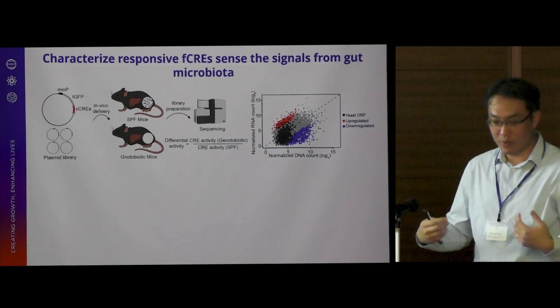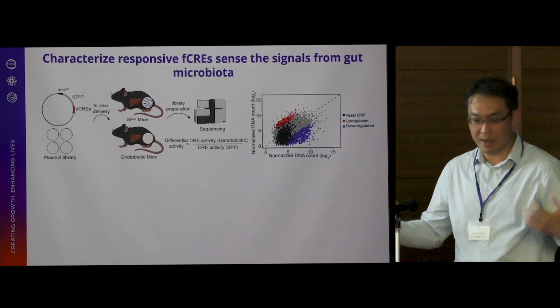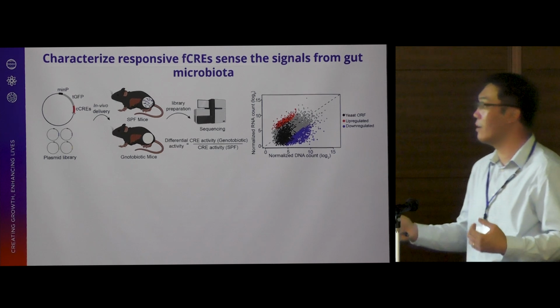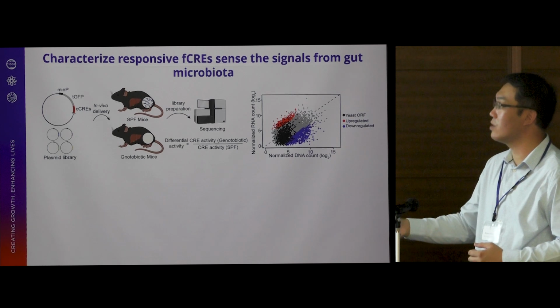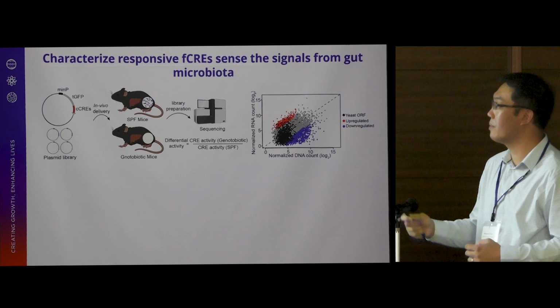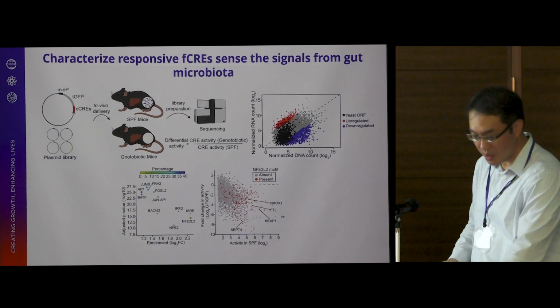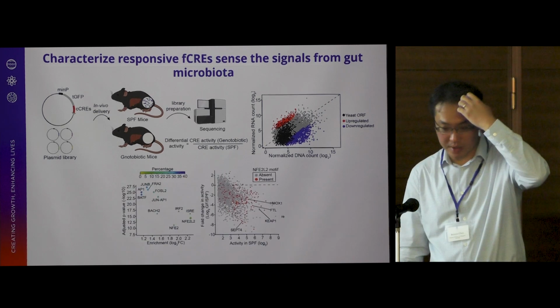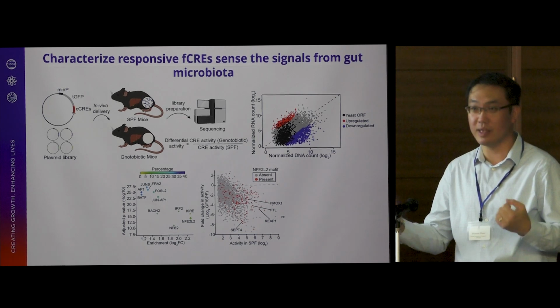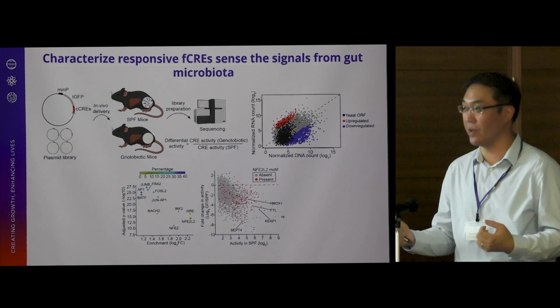And the next thing we want to know is, in our body, in our genome, how many elements can actually sense the signal from the gut microbiome. So here we repeat the study. We introduce the library into wild type or germ-free mice, and by sequencing, we can identify which elements are down-regulated or upregulated under the germ-free condition. One very interesting thing from our data is that we see a lot of regulated elements whose activities depend on the signal from the gut microbiome.